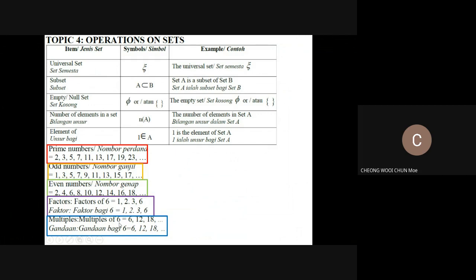Multiples means, for example, multiples of 6. 6 times 1, 6. 6 times 2, 12, 6 times 3, 18, 6 times 4, 24, and so on. Multiples of 2: 2 times 1, 2, 2 times 2, 4, 2 times 3, 6, and so on. That is called multiples.